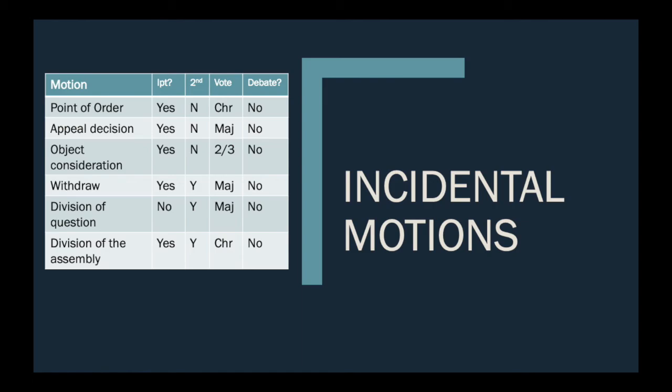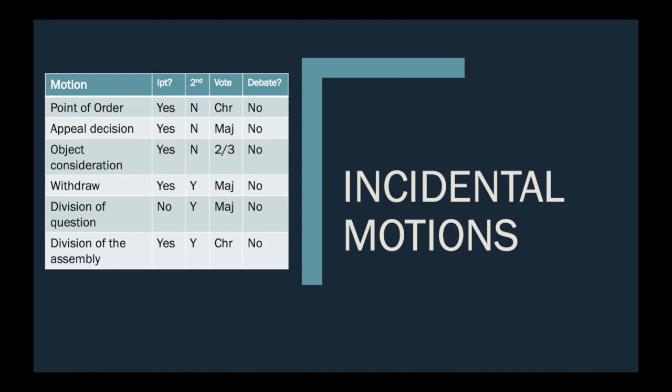Some other incidental motions: objection to consideration. This is rare. This is something you can do if you want to object to a motion being considered. So if someone makes a motion, up until the point where that motion begins getting debated, so really you have a very short window to do this between when the motion's made, if it requires a second, and then the chair states the motion. Up until the point where it starts getting debated, you can interrupt and say, I object to the consideration of the motion.